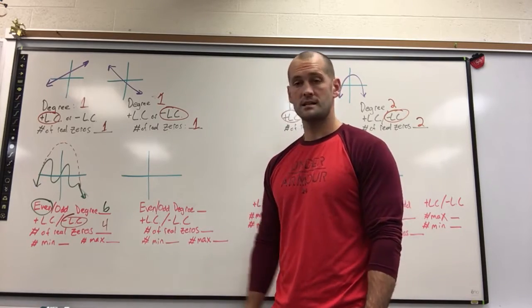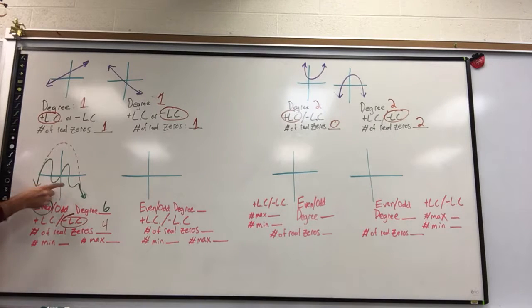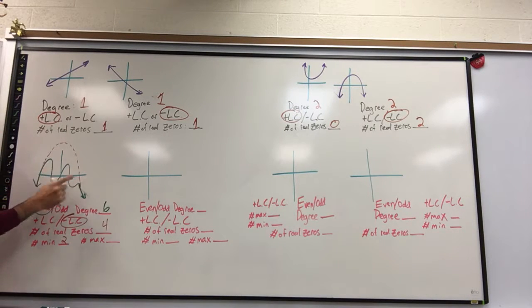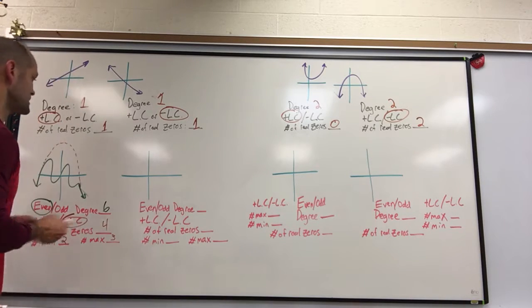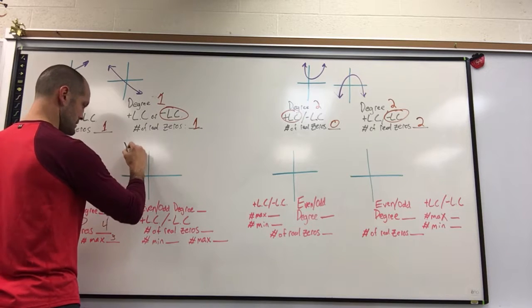All right, number of min and max, look at the humps. Mins, I got 1, 2 mins. I got 1, 2, 3 maxes. That's how we fill out the information for this. Now we're going to do 3 more pretty quickly, okay? Let's try this one.